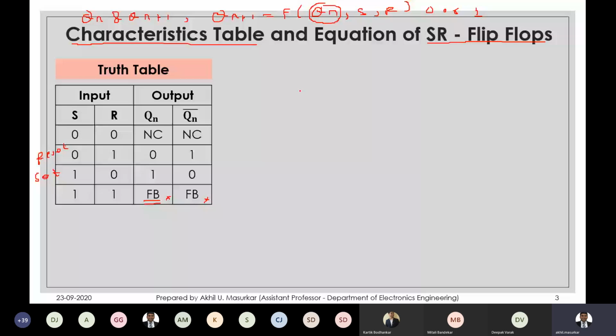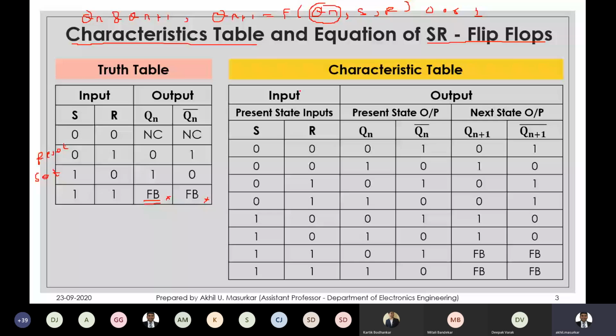That is why we go to the next table, the characteristic table. You can see that these are my present state inputs, these are my present state outputs, and these are my next state outputs. So basically my next state output Qn plus 1 should be a function of Qn, S and R.